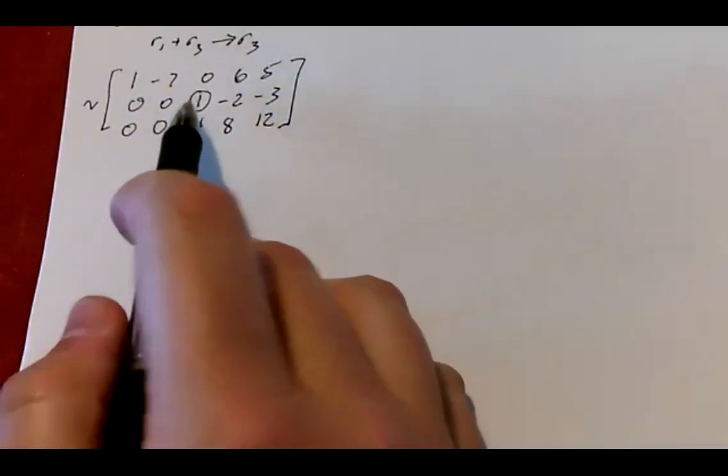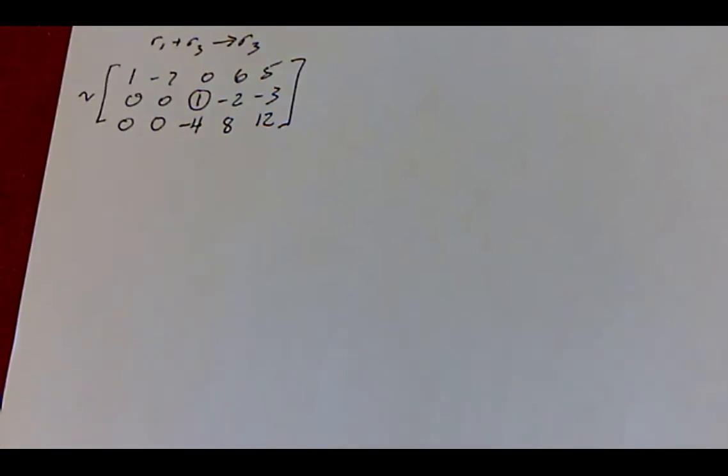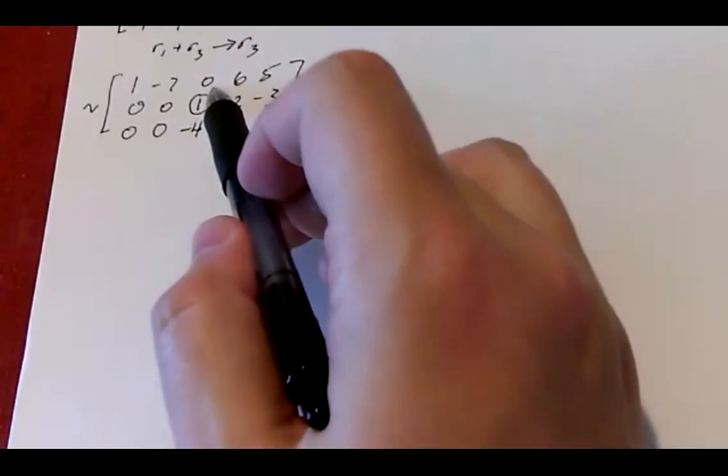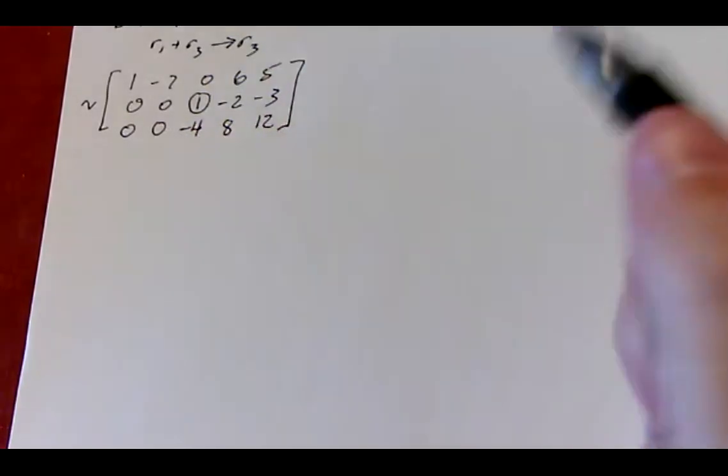So again, always work your way down and to the right, down and to the right. And then we will go up and to the left once we've gone down and to the right. So don't worry about going up from this one. You want to go down from this one. So I've got to get a 0 here below this next pivot. So I need 4 copies of row 2. Add that to row 3, because 4 and -4 will make 0. And we're going to replace row 3.